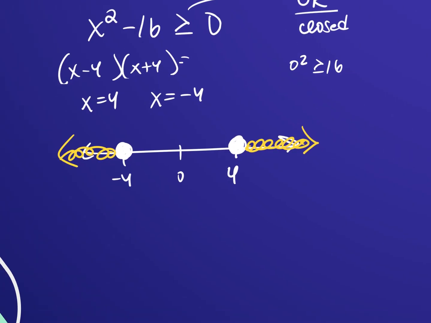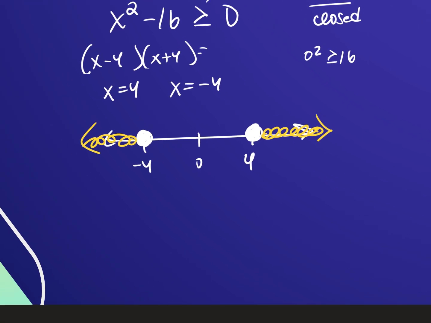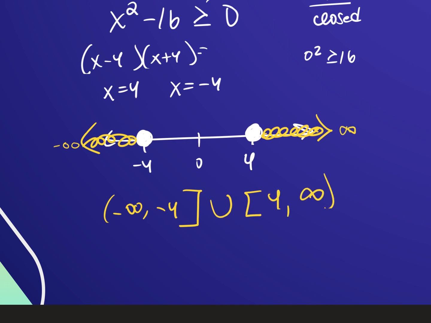So interval notation. What are the values that will make my inequality true? Tell me. Negative infinity to negative 4. Bracket, good. A little u thing. Bracket, 4 to, awesome. How do you read a book, guys? Left to right. How do we read domain? Left to right. Very good job.